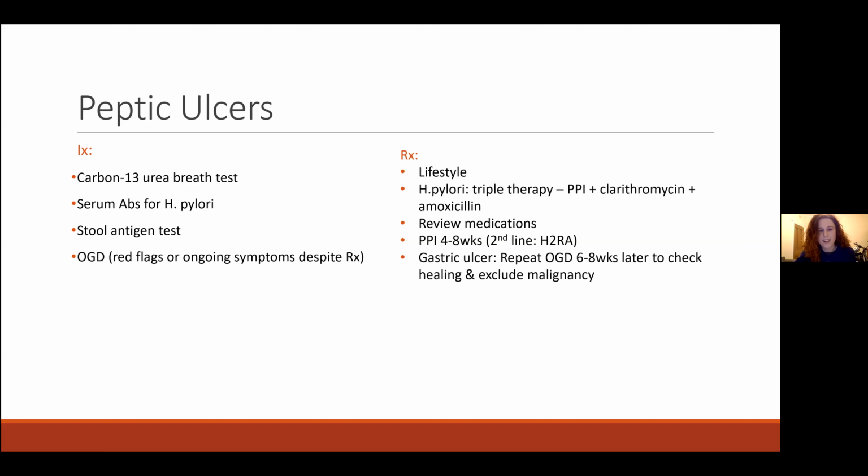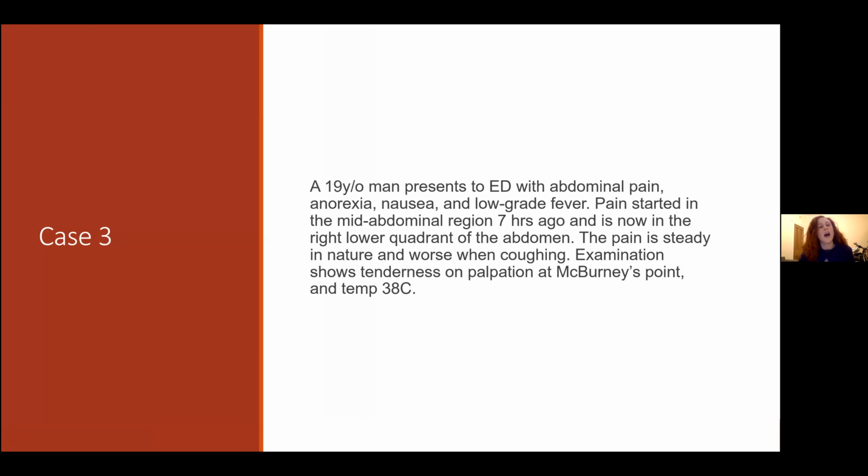Okay. Next. A 19-year-old man presents to ED with abdominal pain, anorexia, nausea, and a low-grade fever. Pain started in the mid-abdominal region 7 hours ago and is now in the right lower quadrant of the abdomen. The pain is steady and worse on coughing.